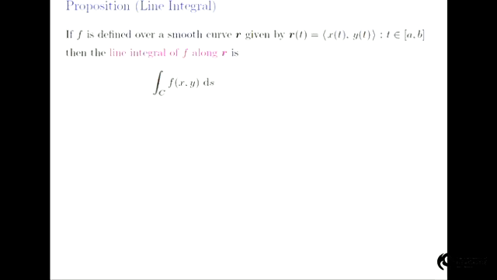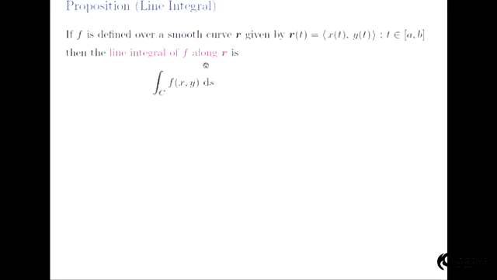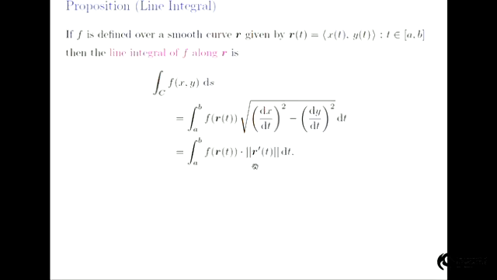So if f is defined over a smooth curve r, parameterized by t, then the line integral of f along r, the integral along this curve C of this surface ds, is equal to the integral from a to b of f evaluated at r(t) times the square root of (dx/dt) squared minus (dy/dt) squared. I'm going to have to check if this is not a plus. But really, this is all you need here. If you didn't understand anything up until this point, just knowing that we've defined the line integral over this curve C of this surface ds as equal to this quantity here will be gravy.